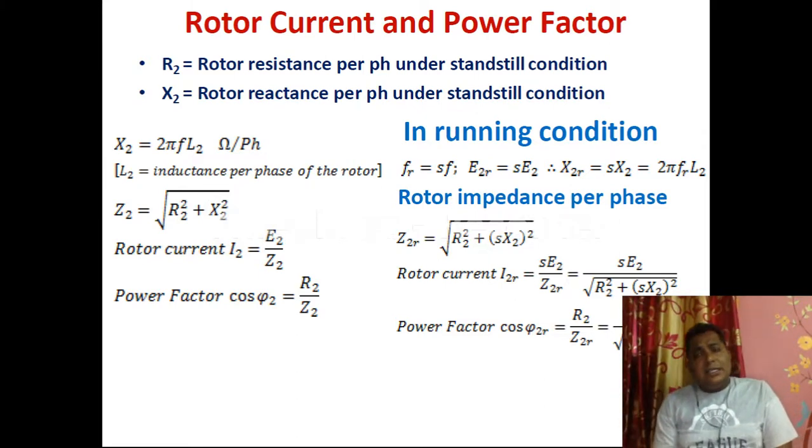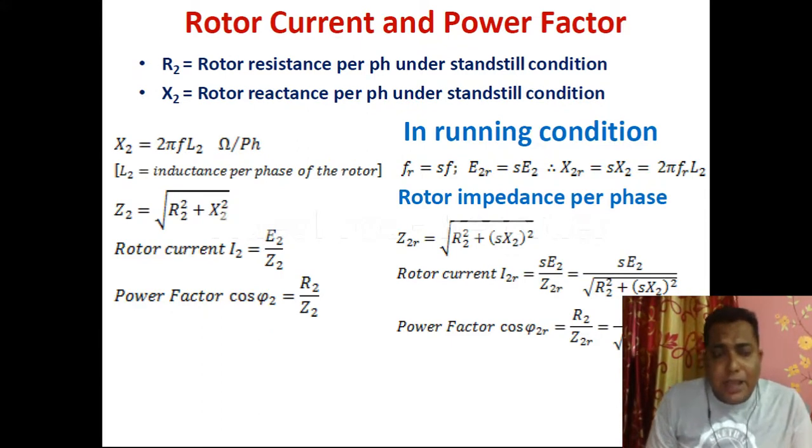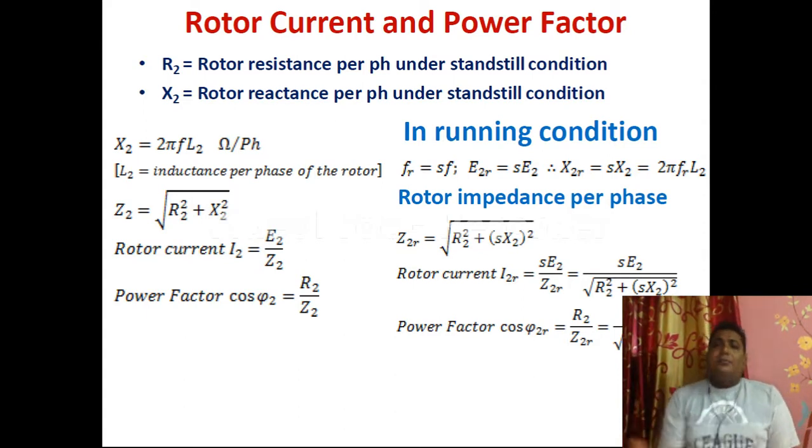The rotor current is, very simply, E2, the EMF at standstill condition that we considered in the previous slide, divided by Z2, the impedance of the circuit. And the power factor we know is R by Z, so R2 by Z2. So these are the equations at standstill condition. Now coming to the next condition.